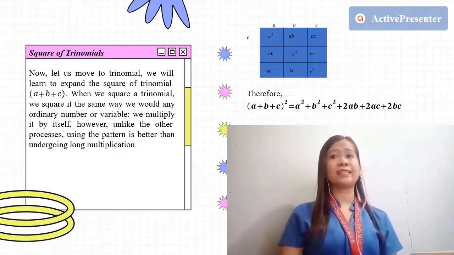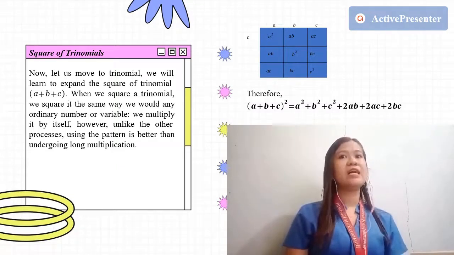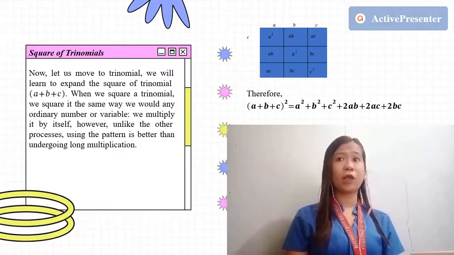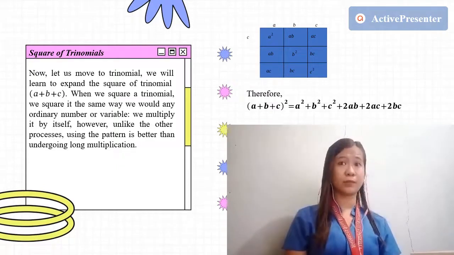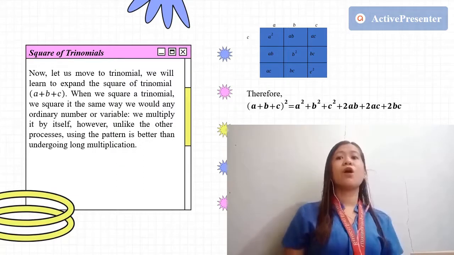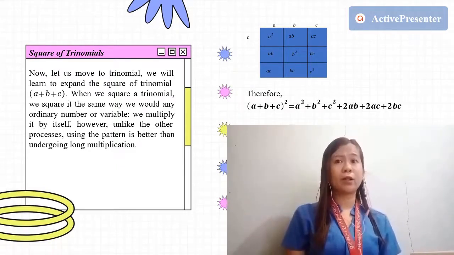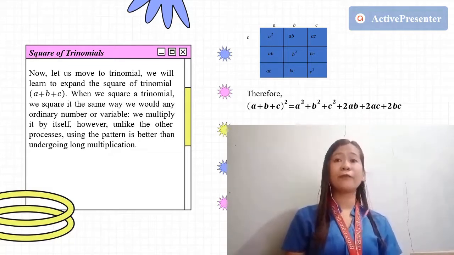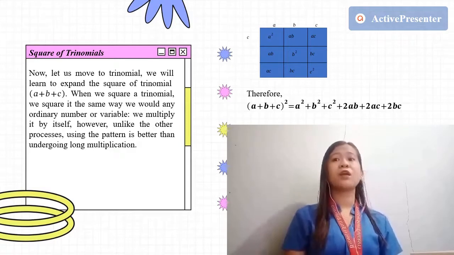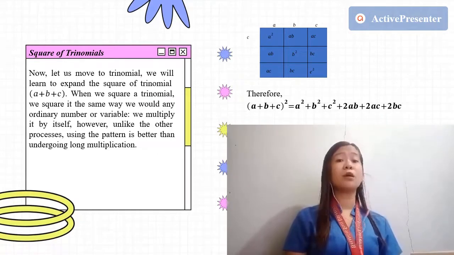So next is the square of a trinomial. So now let us move to trinomials. We will learn to expand the square of a trinomial. We have, for example, a plus b plus c. So there are 3 terms, so it is a trinomial. When we square the trinomial, it is the same way we multiply ordinary numbers. Okay? So we're going to multiply it by itself. However, unlike the other process, we're going to use the pattern. Okay? So it's better to undergo the long multiplication.